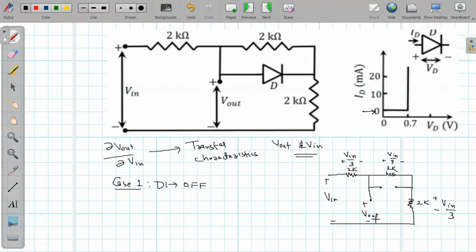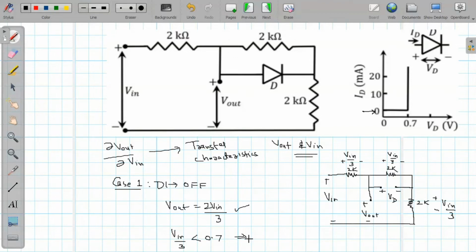So you can observe here, in this case, V out will be V in by 3 plus V in by 3. So it will be 2 V in by 3. So in this case, V output will be equal to 2 V in by 3. And this relation will hold as long as voltage across diode, which is Vd, is less than 0.7. As the voltage across diode is same as V in by 3, as these are in parallel. So we can say as long as V in by 3 is less than 0.7 volt, this relation will hold.